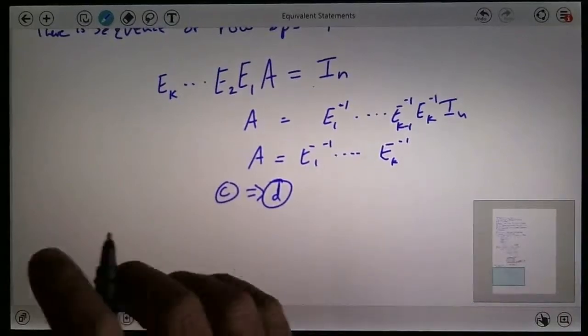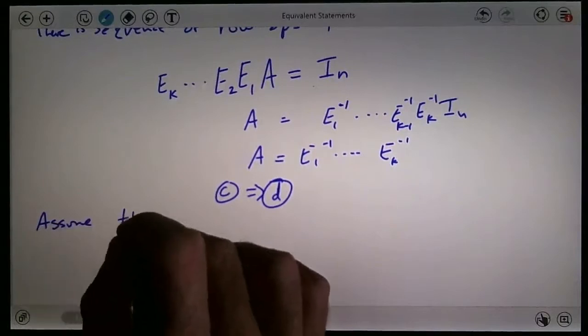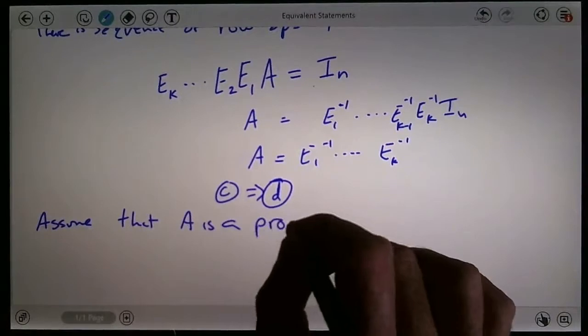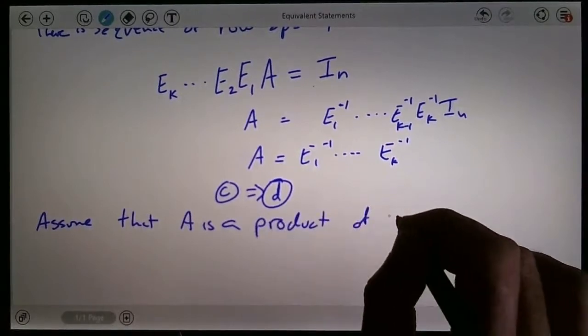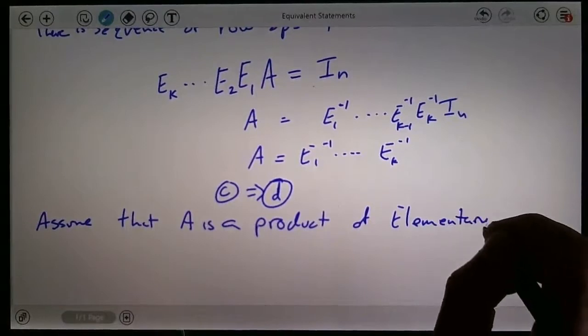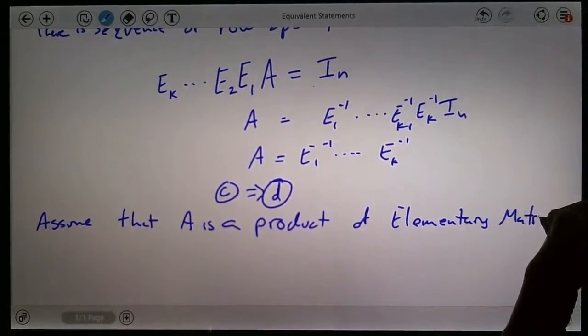And finally, we say, assume that A is a product of elementary matrices. The pen seems to be able to keep up with me today, which is nice.